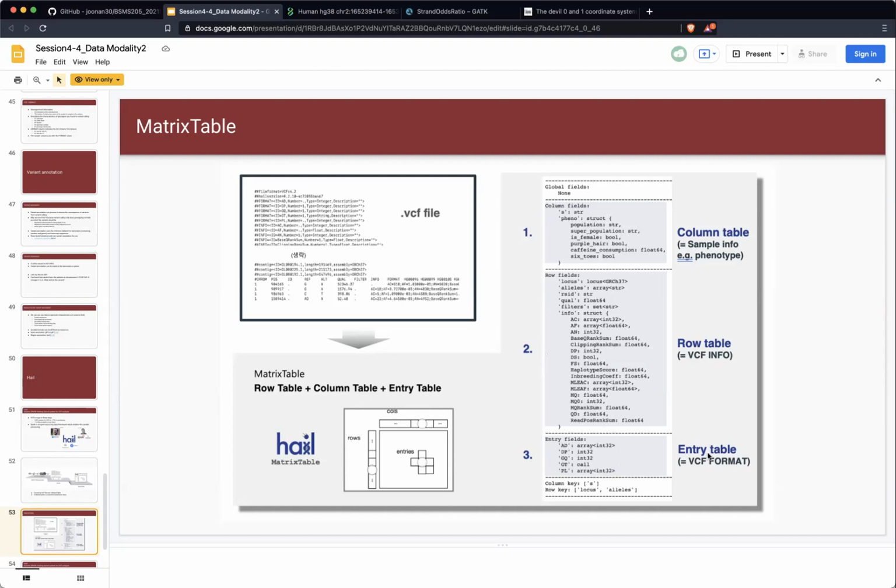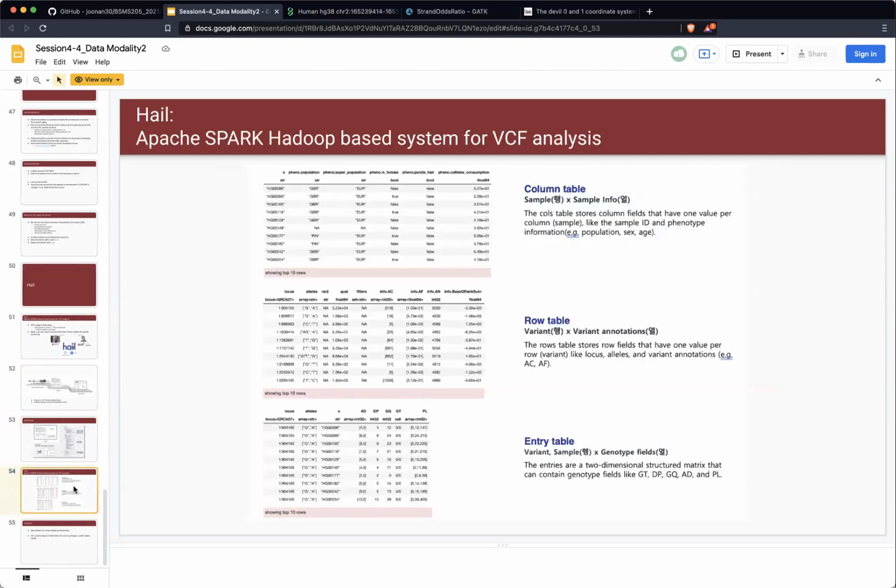And the third file is the entry table, which is the genotype information, right? So you can summarize the information for each person's genotype. So it basically has all of the three-dimensional information, so columns, rows, and entries. All of that information, you have to link in your analytic framework, and you have to deal with that information in a genomic analysis, right?